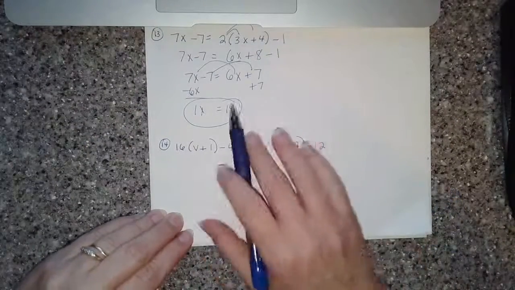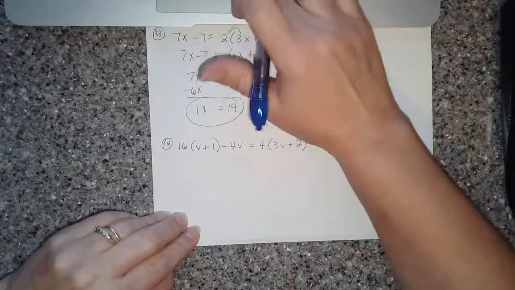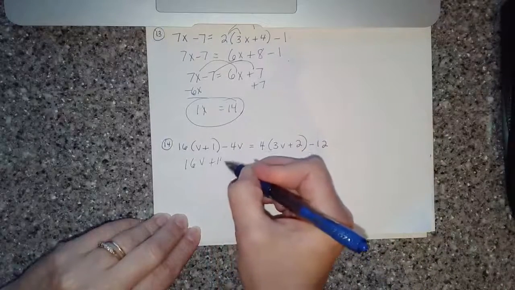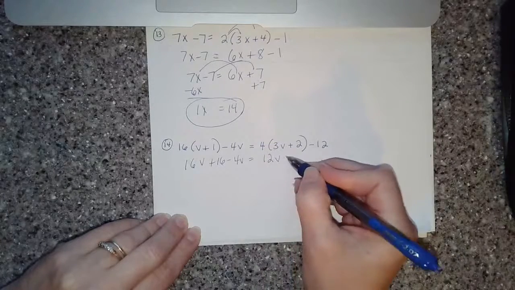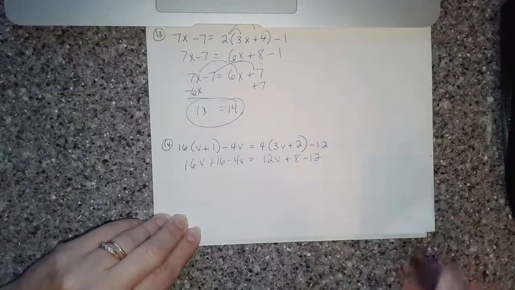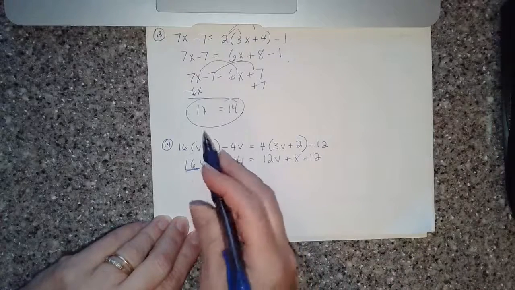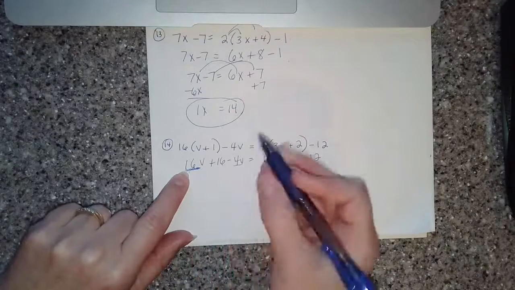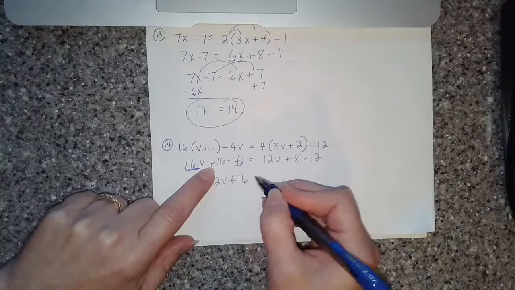Okay, on this one I'm distributing the 16. Here I'm distributing the 4. All right, this one's going to be special. I can kind of see ahead. That's why I was questioning if that was a special case. But can you see the 16v and the minus 4v makes 12v, and then I bring down the plus 16. On this side, I also have a 12v, and 8 minus 12 is minus 4. So that's how I know something's up with this.